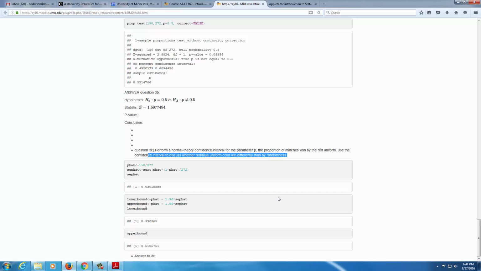If this confidence interval is entirely below a half, you would say there's very clear evidence that red wins less often than you'd expect by chance, which is a half. If the confidence interval contains a half as one of the values, then you would probably write something like, there's not enough evidence to say that red uniforms win differently than you would expect by chance.